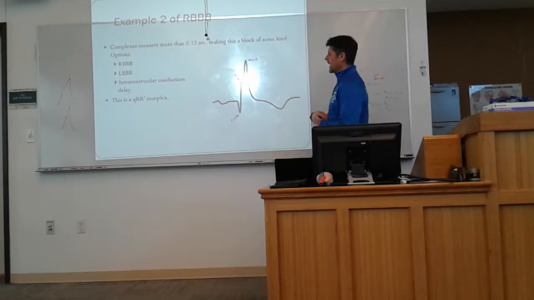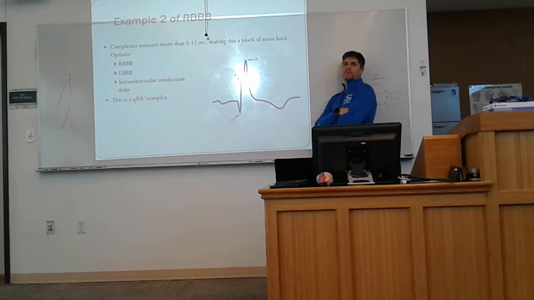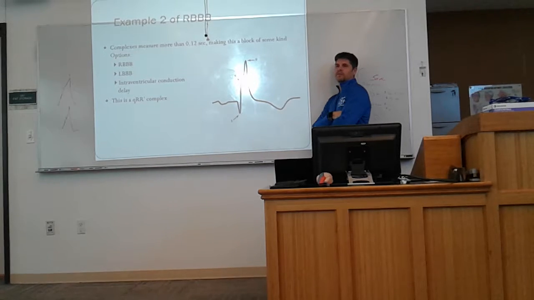Again, sometimes you might have the Q wave in a bundle branch block because the left ventricle is still firing normally. And the left ventricle is firing away from the right ventricle for the most part.